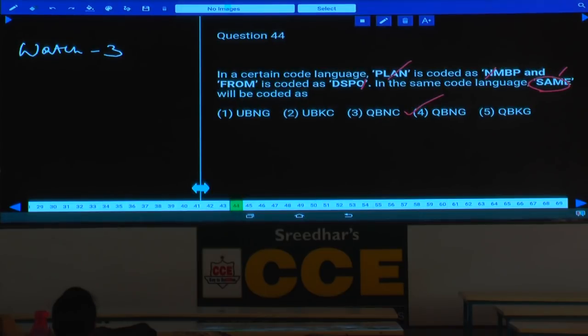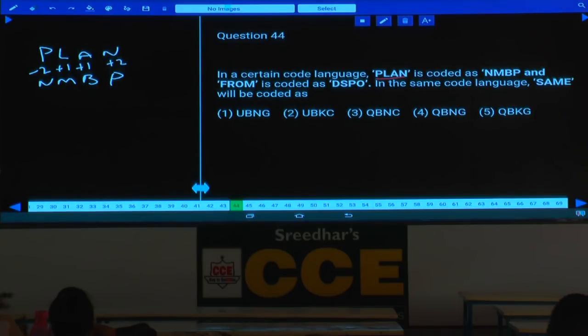Then question number 44. In a certain code language, the word plan. Now, plan is the word. In this coding and decoding, we should always write one below the other, the code below the word. Now, what is the code here? NMBP. NM, B and P is the code. Then, P and N. What is the difference between P and N here? 16 and 14, the difference is minus 2. L and M, here the difference is plus 1. A and B, the next letter, that is plus 1. N and P, what is the difference here? Here the difference is plus 2. Hence, minus 2, plus 1, plus 1, plus 2.